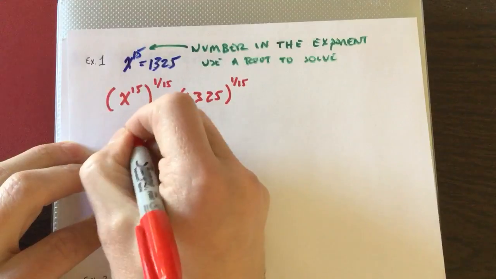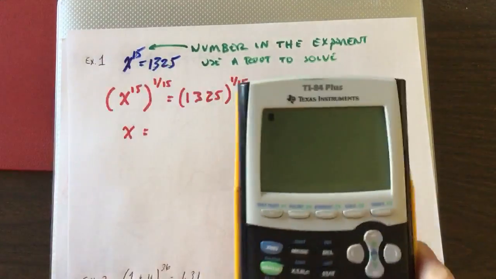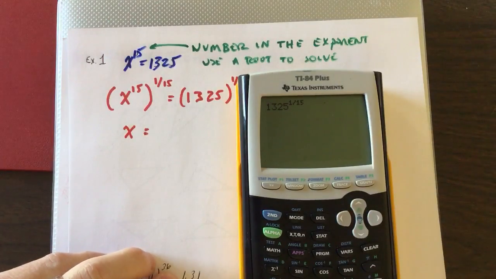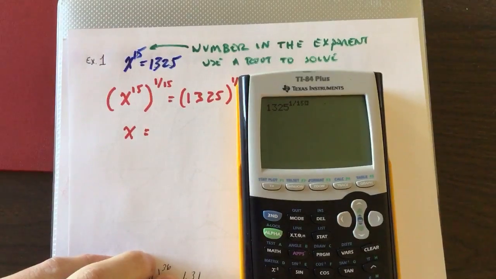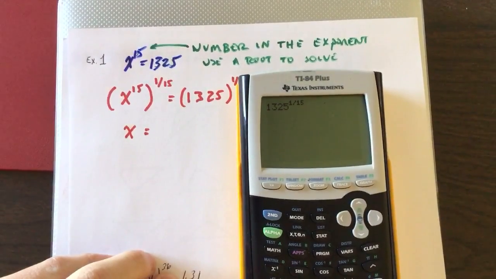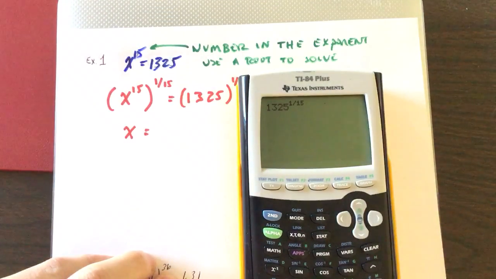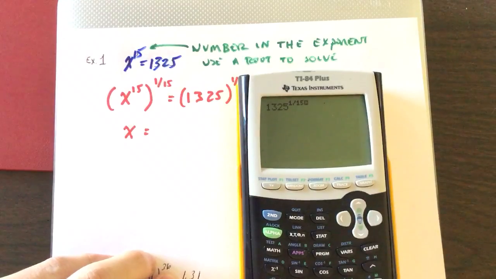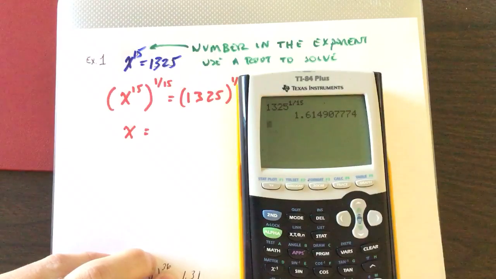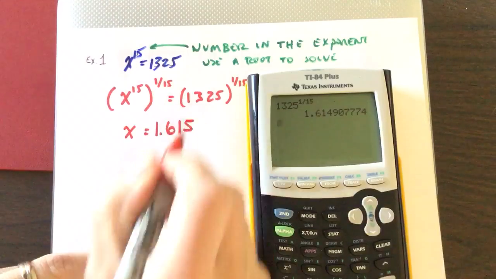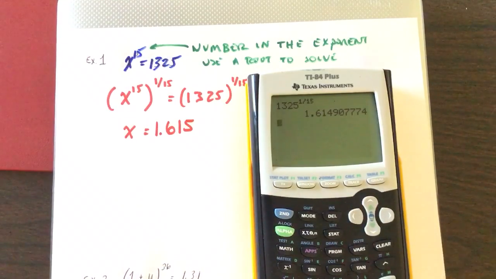On the left side, that cancels. On the right side, I can get it in the calculator. Can you see that? You cannot see that. Let's see, can we lighten that up? It's a little bit better. It is what it is. So 1325 to the 1 over 15, and okay, there we go. 1.615. We'll round to 3 decimal points.